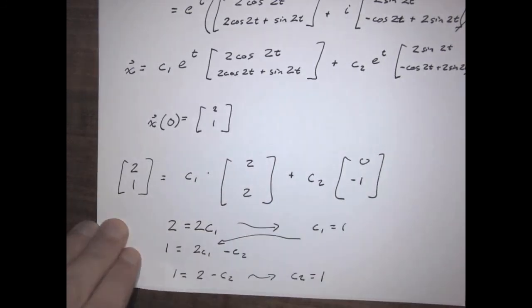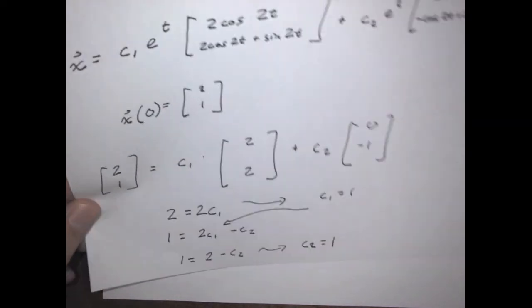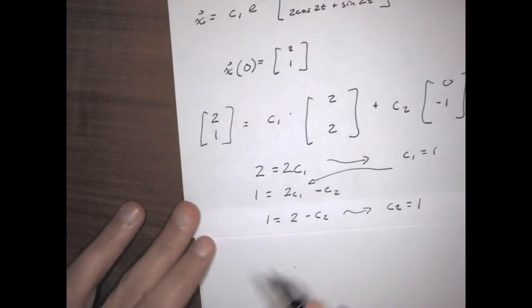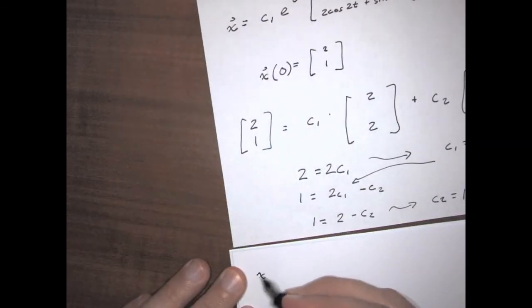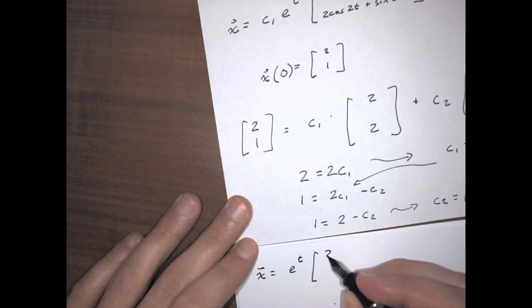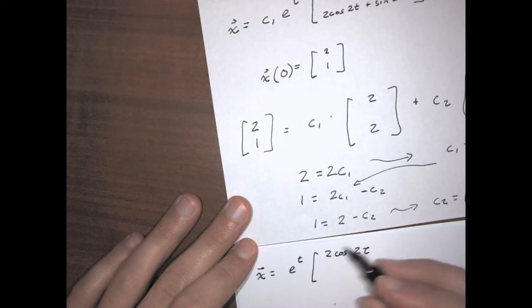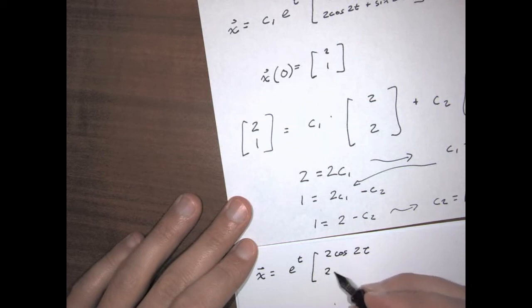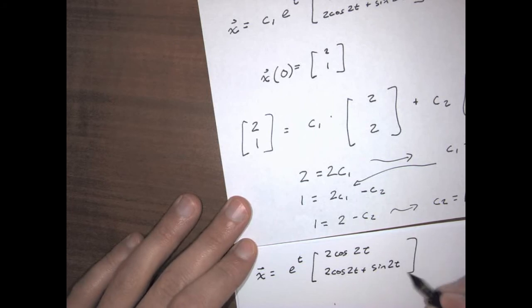So what that means is that finally now I can express my overall solution as x equals 1 e to the t (2 cosine 2t, 2 cosine 2t plus sine 2t) plus e to the t (2 sine 2t, minus cosine 2t plus 2 sine 2t). Oops, sorry.